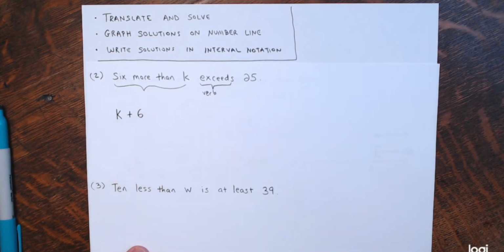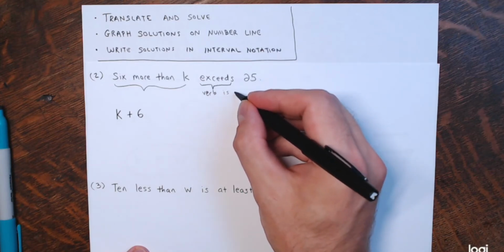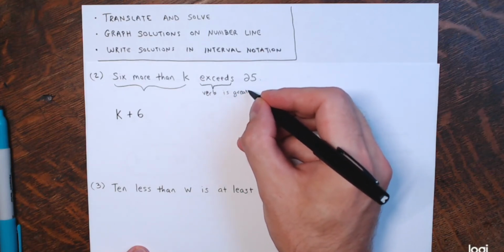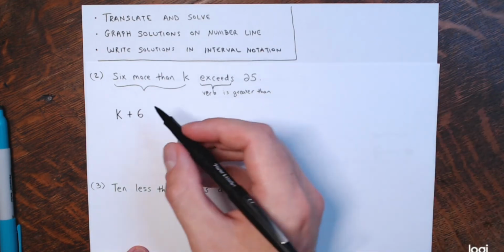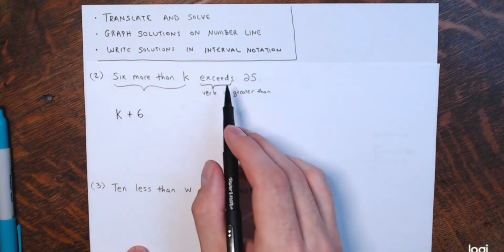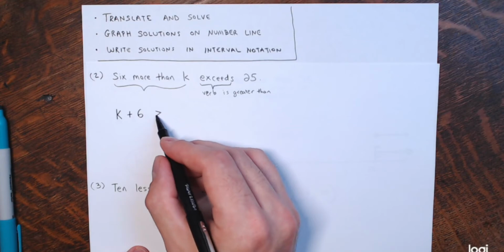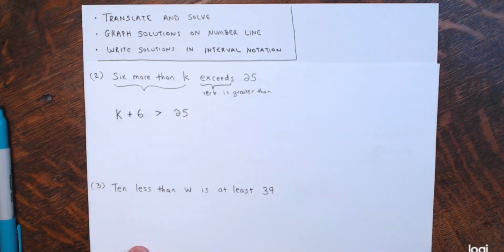Now exceeds means is more than, is greater than, larger than, exceeds. So I have 6 more than k, k plus 6, exceeds, or is greater than, 25. And there's the translation from English into math, right? From an English sentence into a linear inequality. And then very simple to solve this one as well.